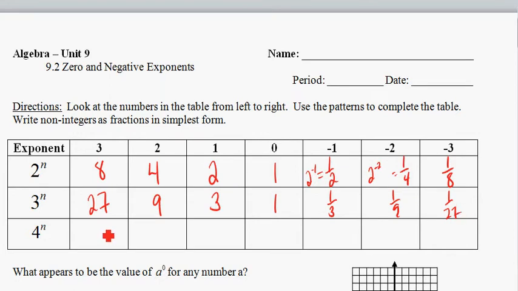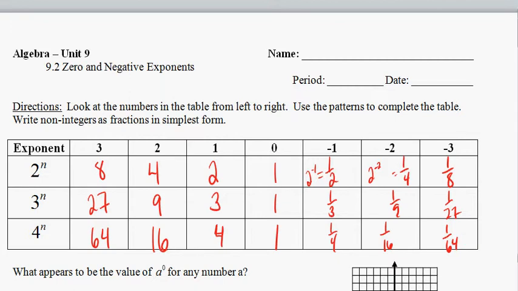We can see the same pattern with 4. 4 to the third is 64. 4 squared is 16. 4 to the first is 4. And now we're dividing by 4 every single time. So 4 divided by 4 gets us 1, or in other words, 4 to the 0 gets us 1. And then we continue this and we get 1/4, 1/16, and 1/64.